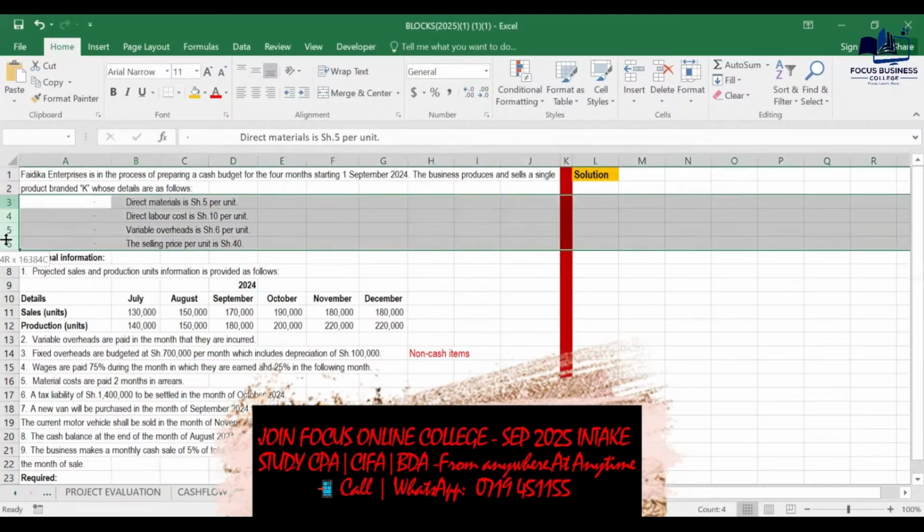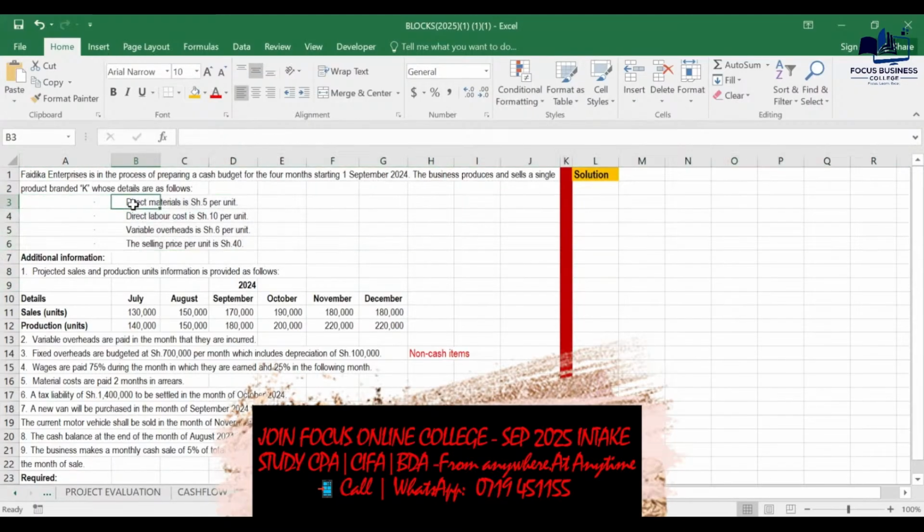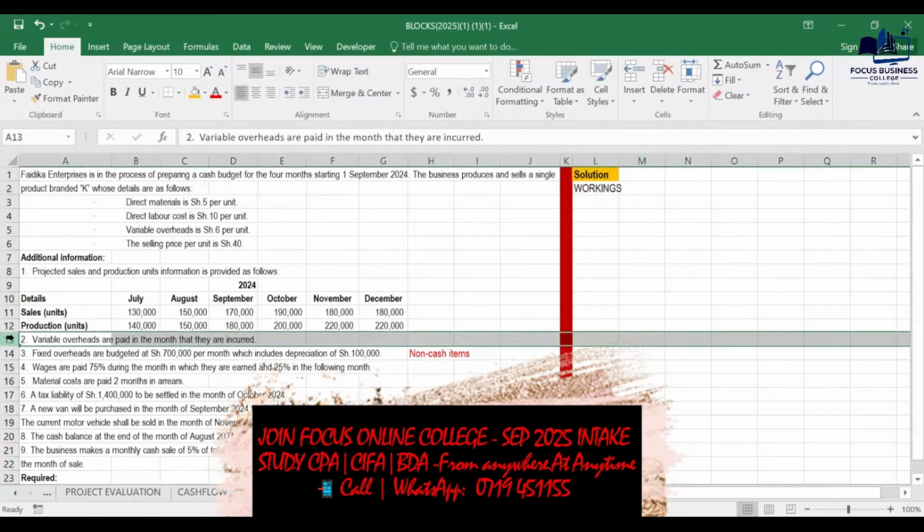So for the company to be able to produce that product, the company incurs direct material cost, direct labor, variable overheads, and the selling price. Maybe in this case, we can have some few workings even before we proceed to prepare what is required. Maybe we can start by computing this particular variable cost, because in point 2, we are told variable overheads are paid in the month they are incurred.